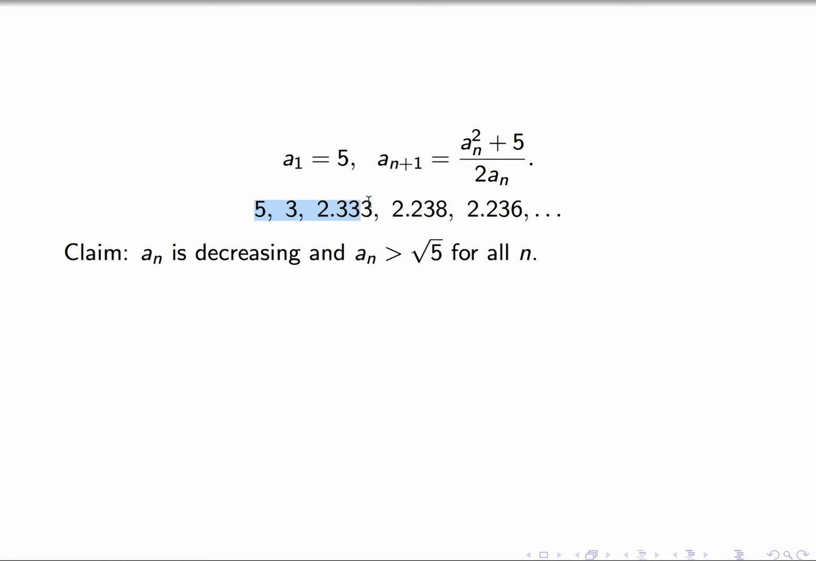It starts with 5, 3, 2 and a third. All these numbers keep going. I've written some decimal approximations. Of course, all these numbers are going to be rational, since we start with rational numbers and we just square them or divide them. And it converges actually pretty quickly to the square root of 5, right?